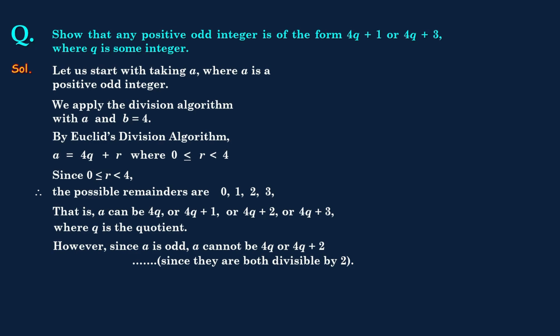Similarly, 4q plus 2: since 4q is even, if we add an even number to an even number, that will always be even. So 4q plus 2 will always be even, right? That's why we have to discard these two values. Therefore the other two remain, so we can say that any odd integer is of the form 4q plus 1 or 4q plus 3.